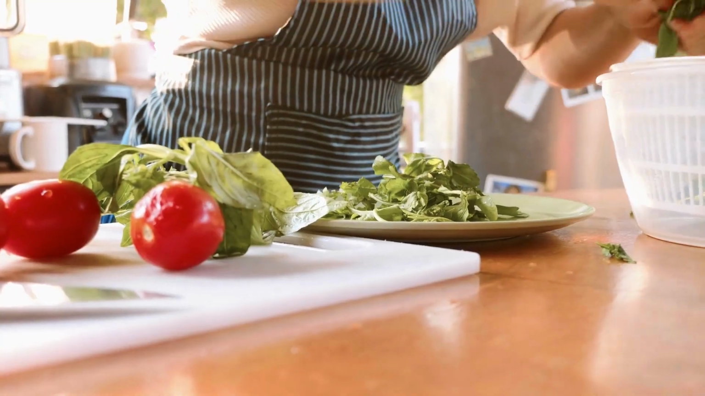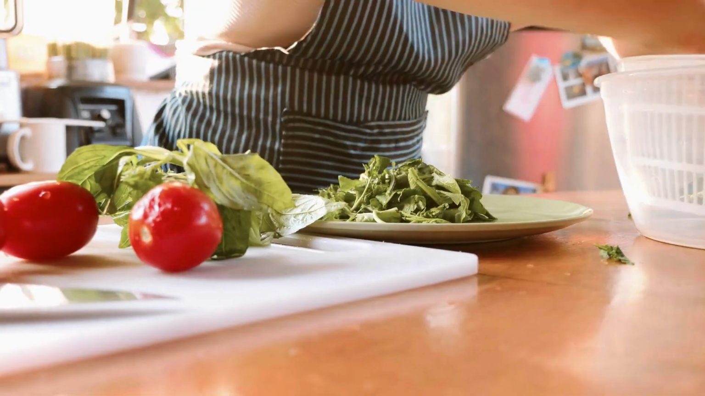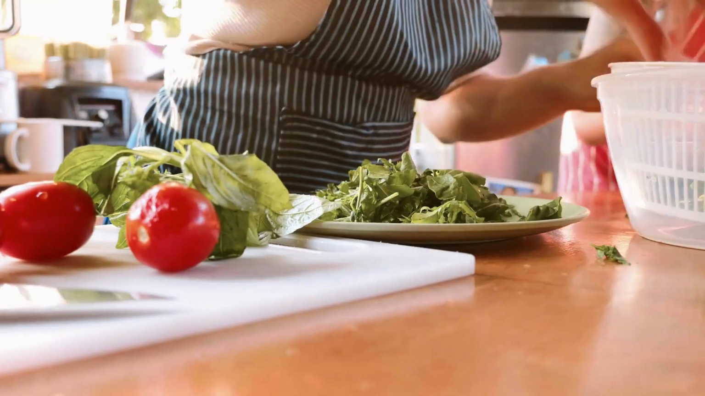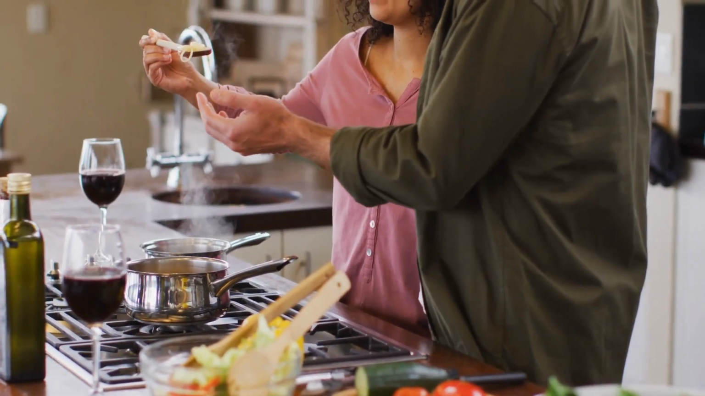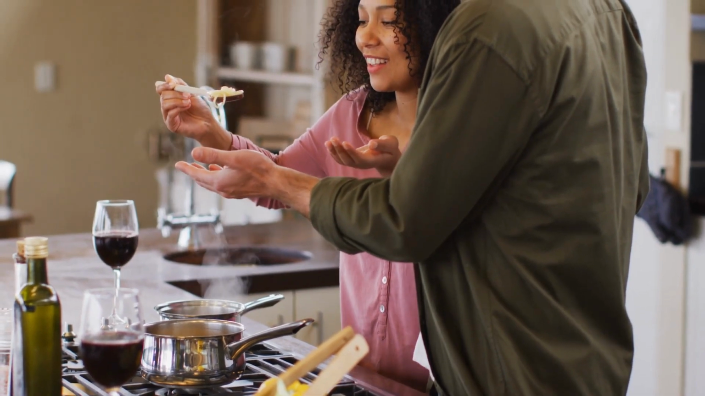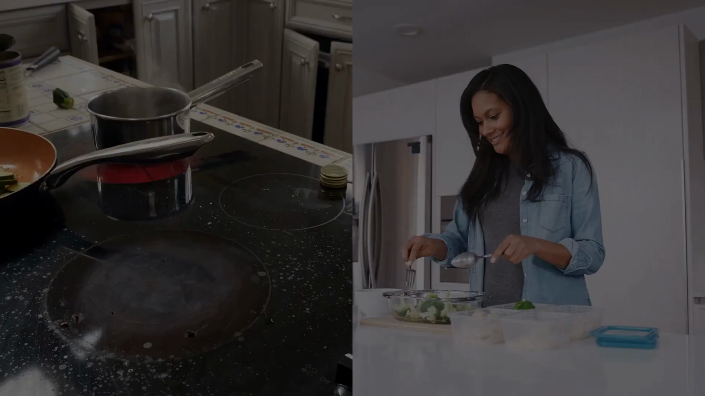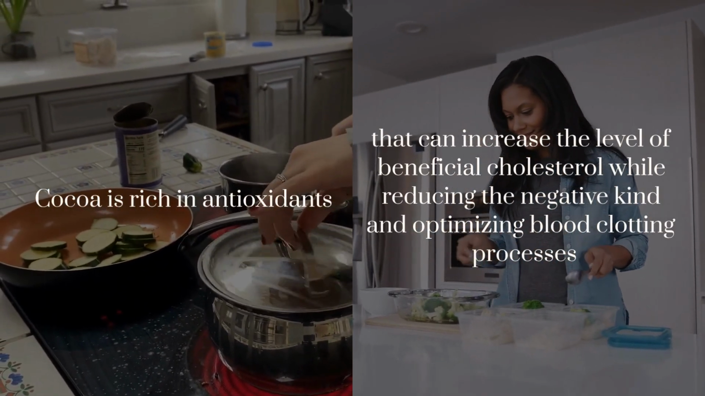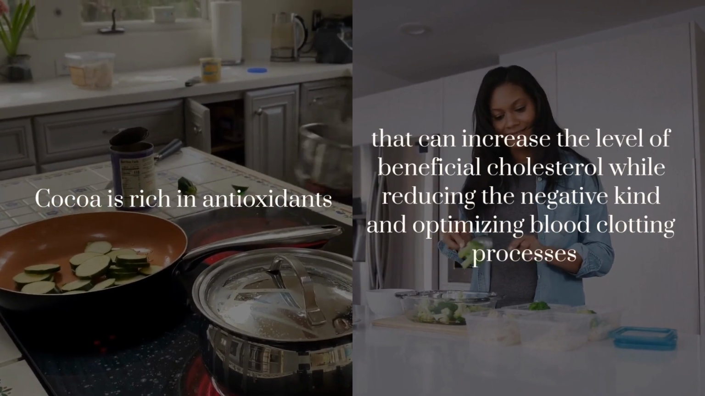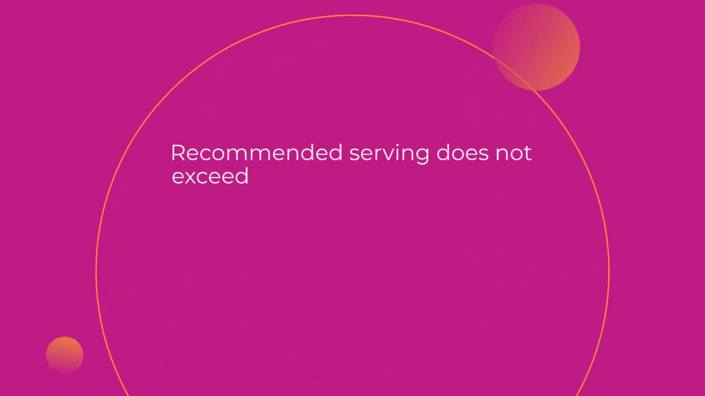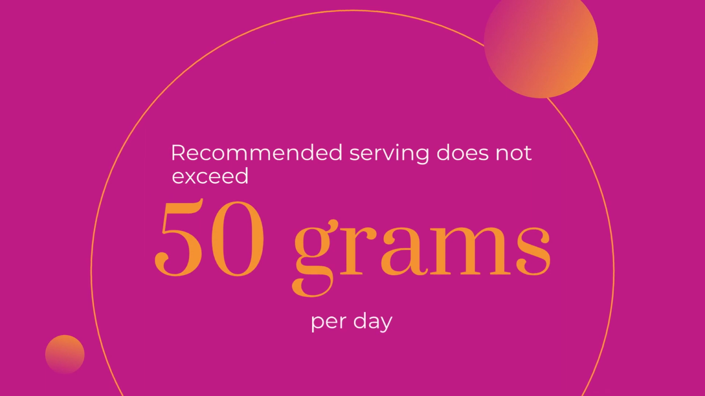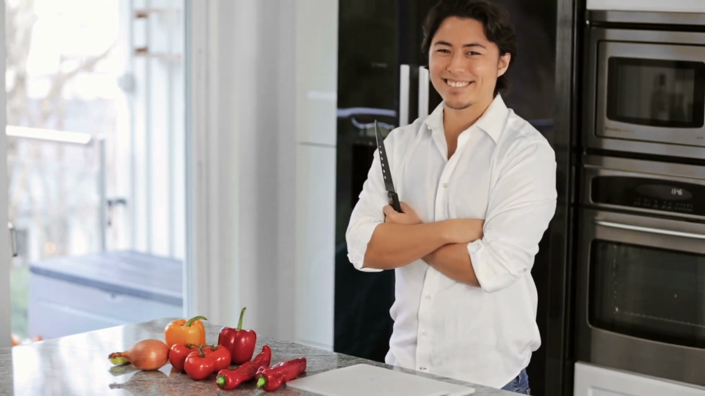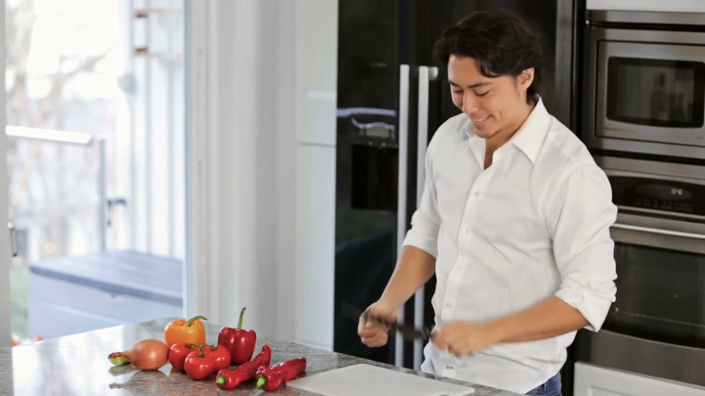Optimizing nutritional diet. The foundation of a diet that supports cardiovascular health consists of consuming nutrient-rich foods while limiting saturated fats, excess sugar, and salt. Chocolate, contrary to common belief, has a positive effect on heart health due to its cocoa content. Cocoa is rich in antioxidants that can increase the level of beneficial cholesterol while reducing the negative kind and optimizing blood clotting processes. It is important to consume in moderation. The recommended serving does not exceed 50 grams per day. Walnuts are a valuable source of omega-3 fatty acids, which effectively help to normalize cholesterol levels.